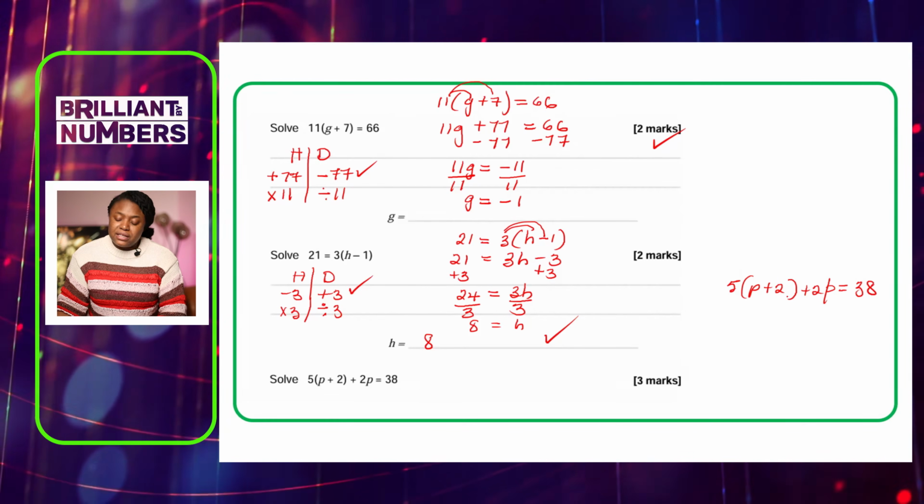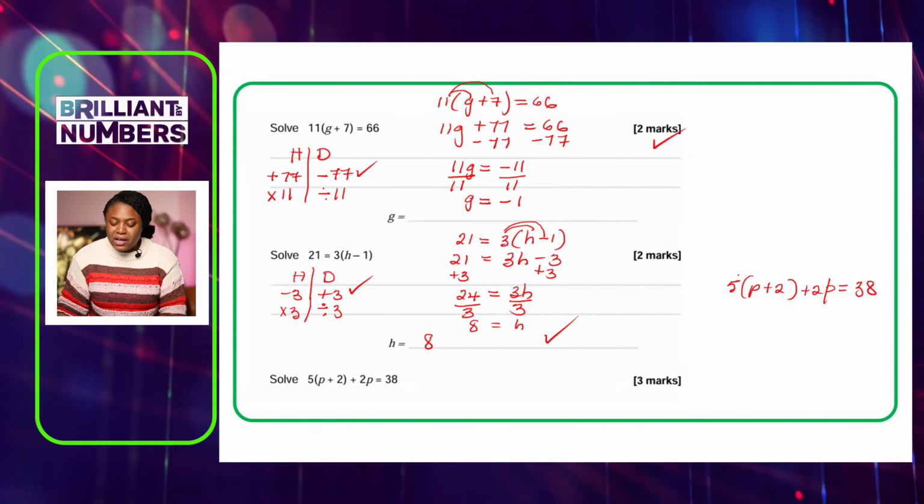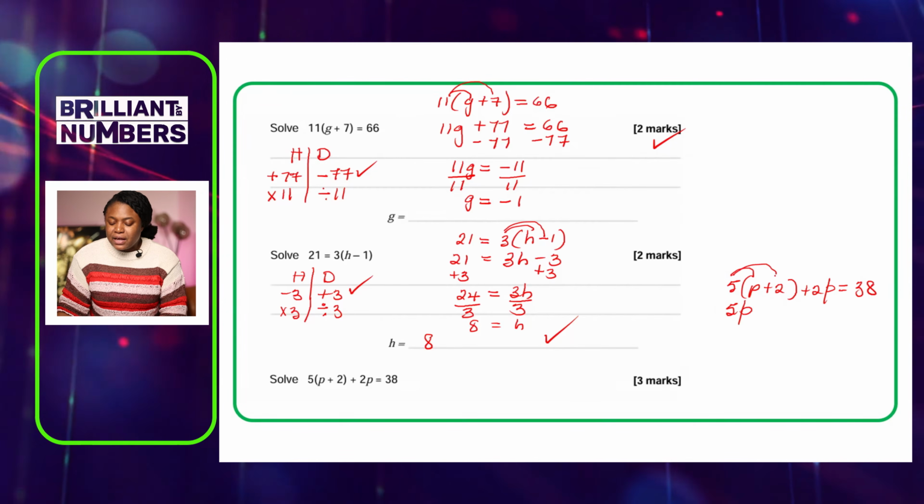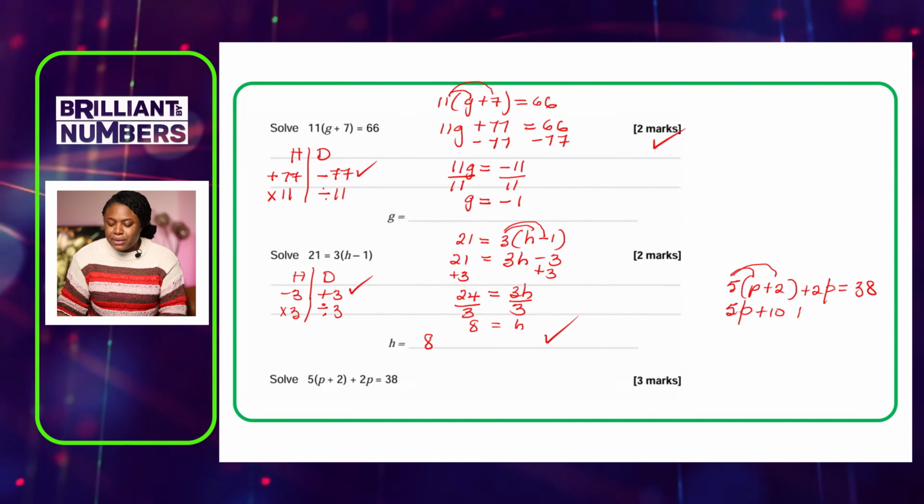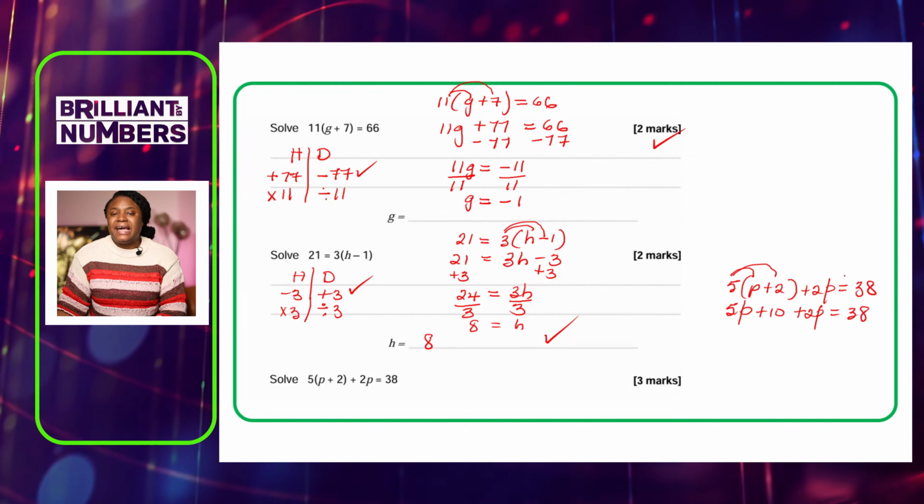So we know we need to follow the order of operation. So I've got to do my brackets first. So 5 times p is 5p. 5 times 2 is 10. And then I need to integrate that with my 2p on the outside equal to 38.